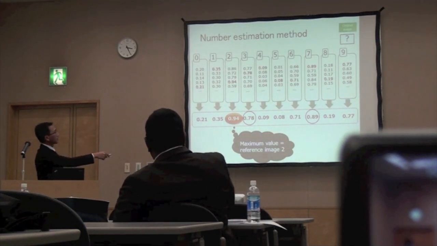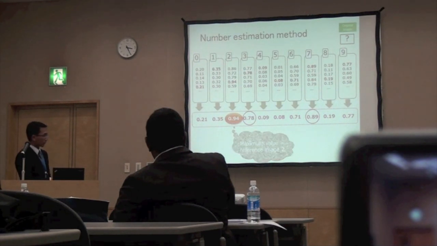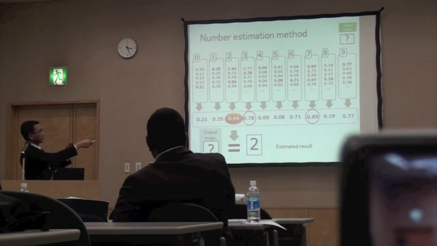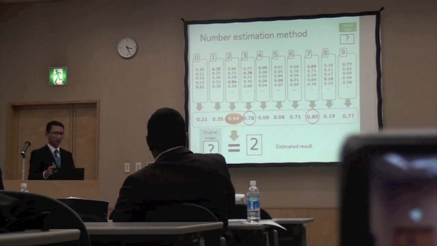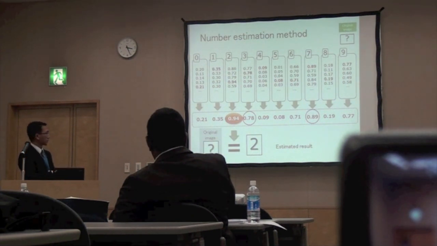We also need to consider the second highest and the third highest values. At this step, we estimate that the final answer for this input image is probably the character number 2. But sometimes there is mismatching or error matching, so in order to solve the problem of error matching, we also need to consider the second highest value and also the third highest value.